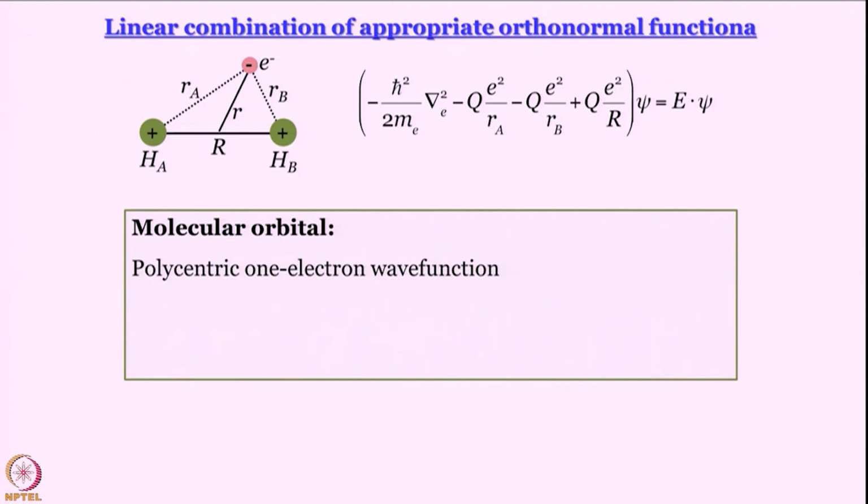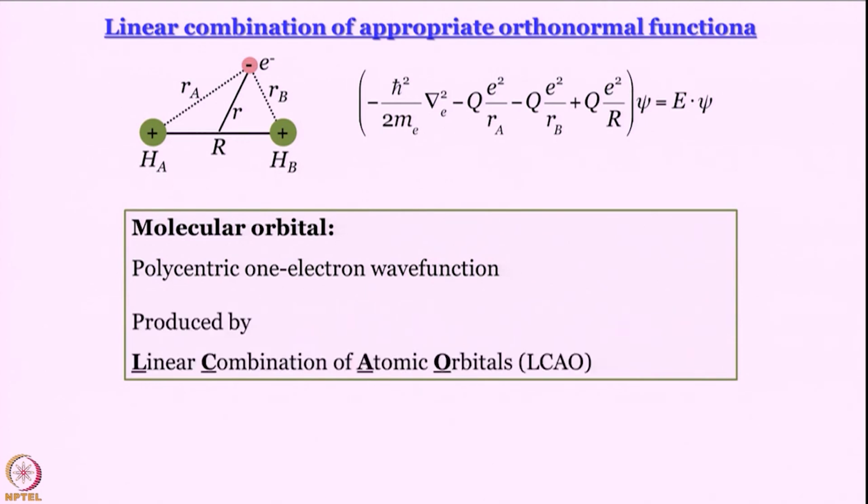It is not even required to take orthonormal functions, but it is better if you take them. That makes life a little simpler. And what is the meaning of appropriate? We will elaborate in a minute. So, here to generate this polycentric one electron wave function, I want to essentially take a linear combination of atomic orbitals. See, atomic orbitals, they form an orthonormal set, is not it?